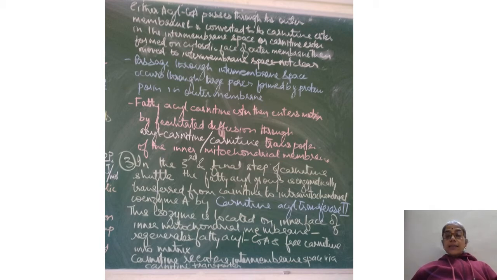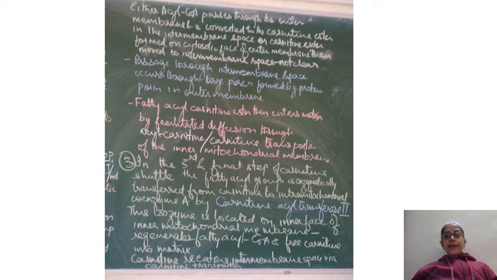Anyway, acyl carnitine is formed and is passed through intermembrane space. It crosses the outer membrane through large pores, which are formed by protein porin, which is present in outer membrane. This is how it crosses the outer membrane and reaches intermembrane space. Then fatty acyl carnitine ester enters matrix by facilitated diffusion through a transporter. This transporter is acyl carnitine carnitine transporter, and it is present in the inner mitochondrial membrane.